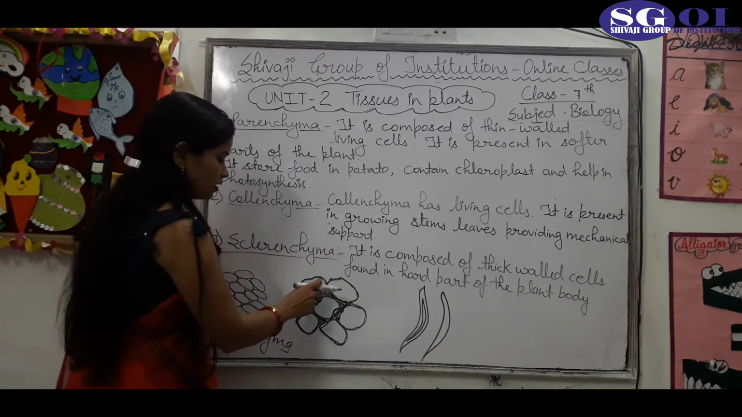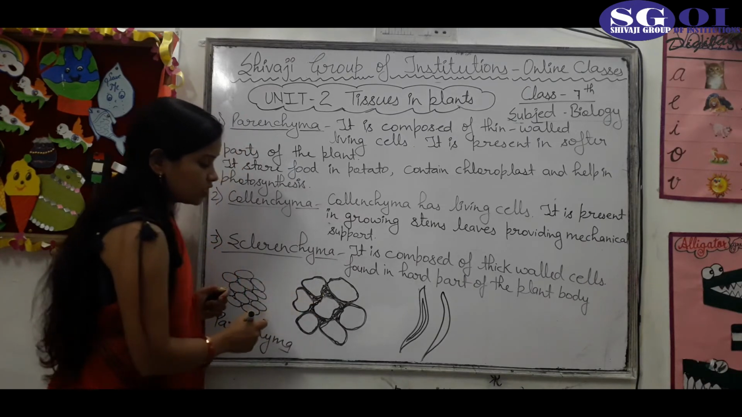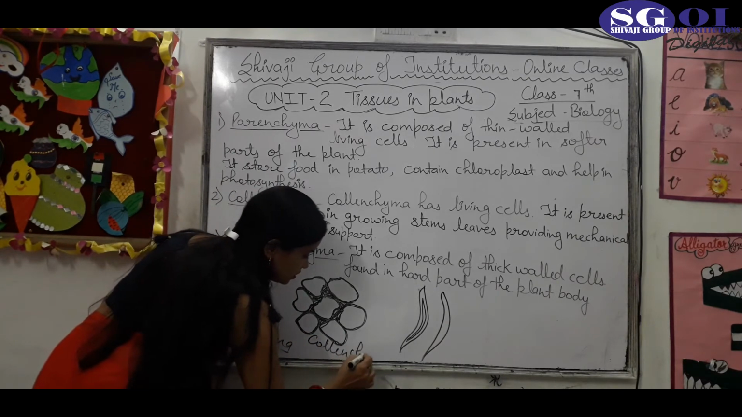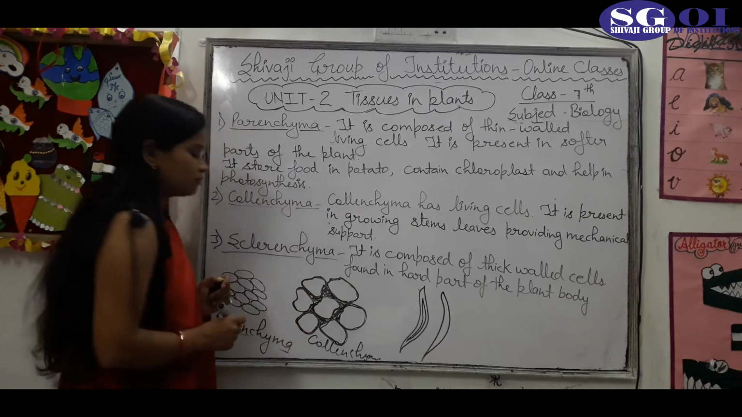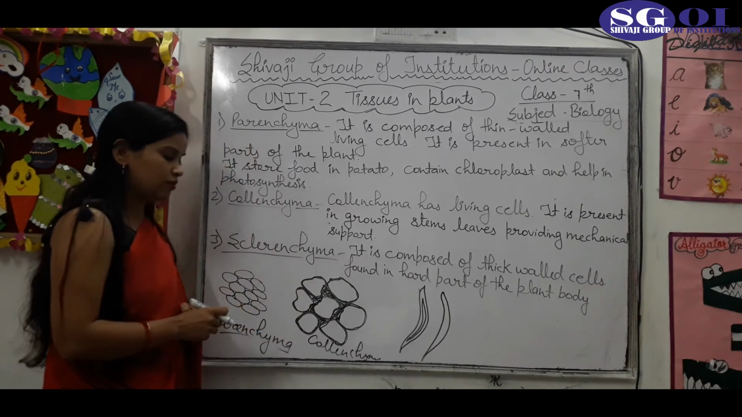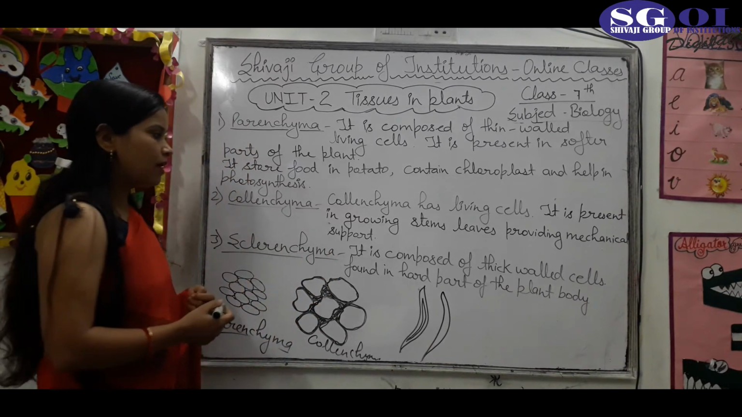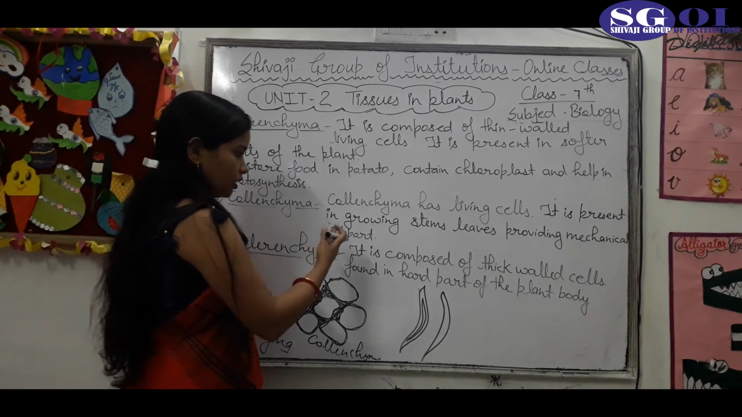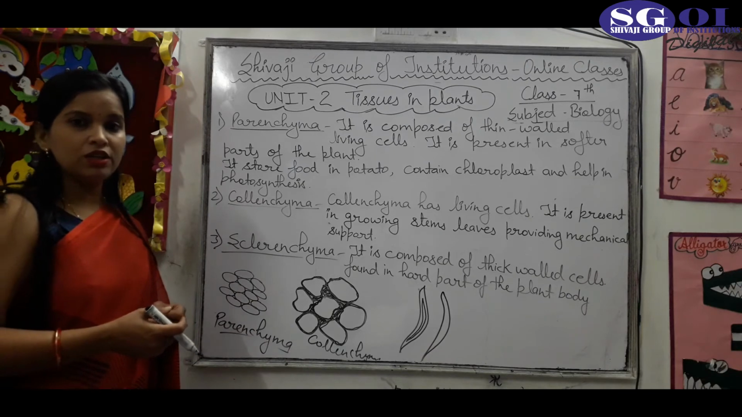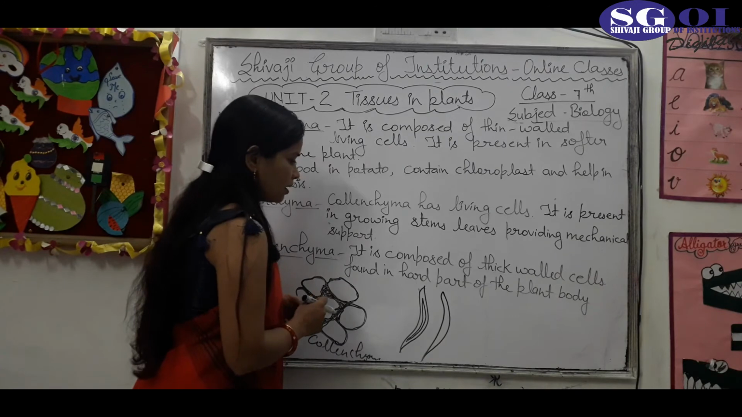collenchyma. The cells are elongated, and there is no intercellular space. You can see here in the collenchyma that intercellular space is absent because of the deposition of cellulose and lignin. And what is the function of the collenchyma? It is present in growing stems and leaves, so it provides mechanical support to the plant.